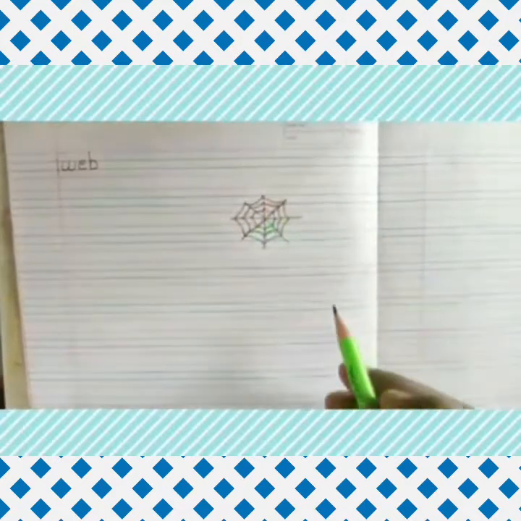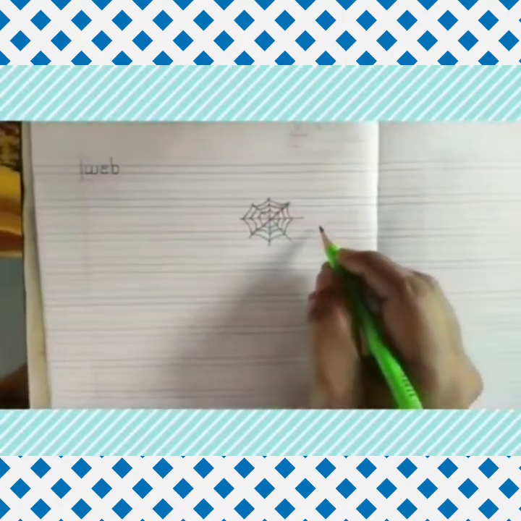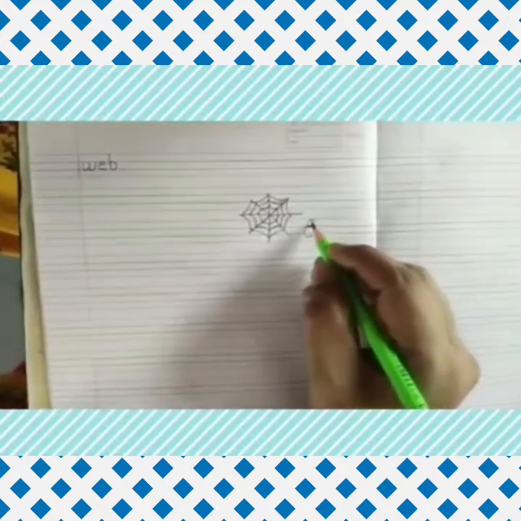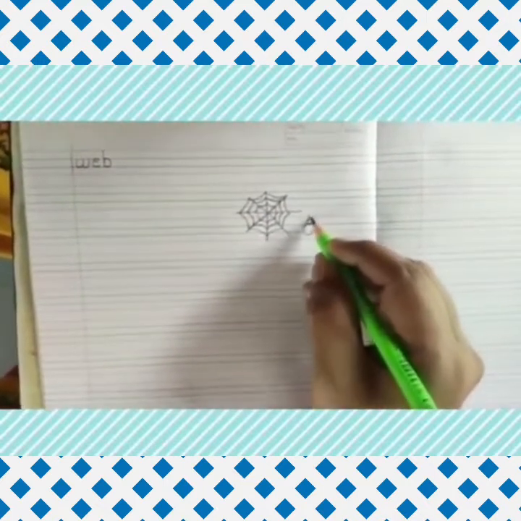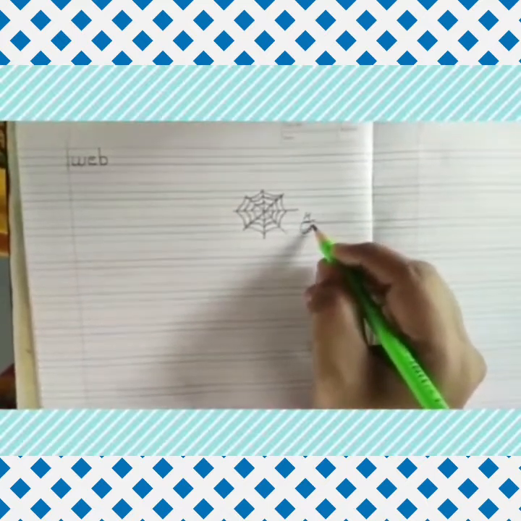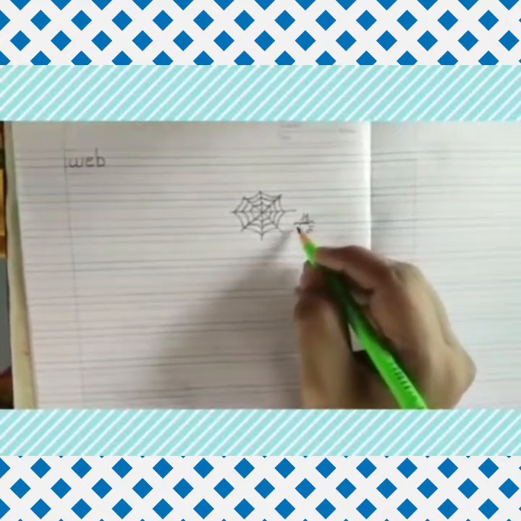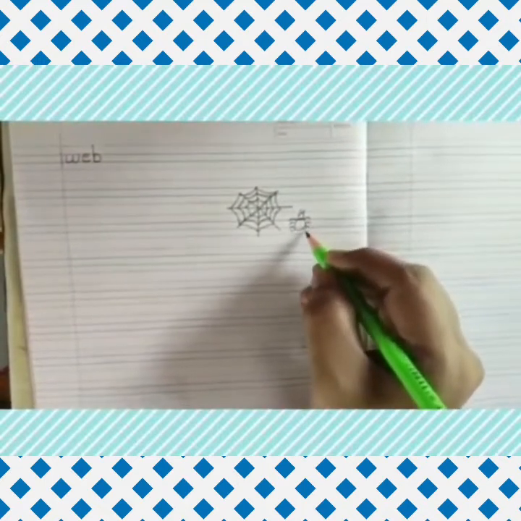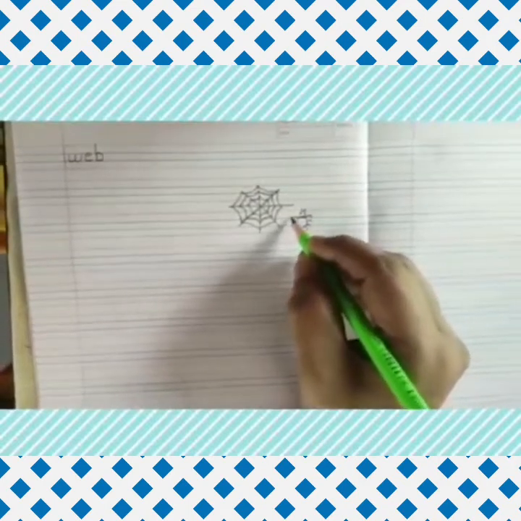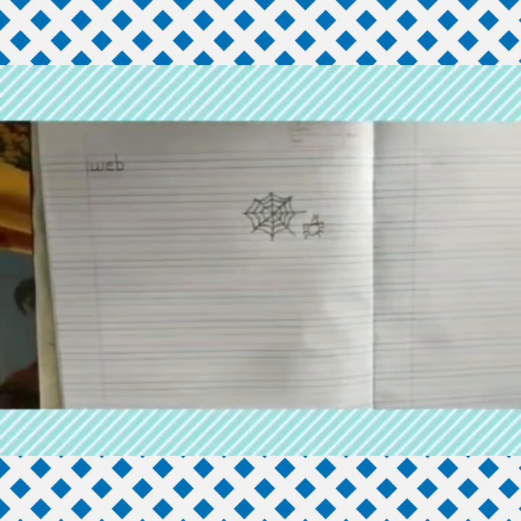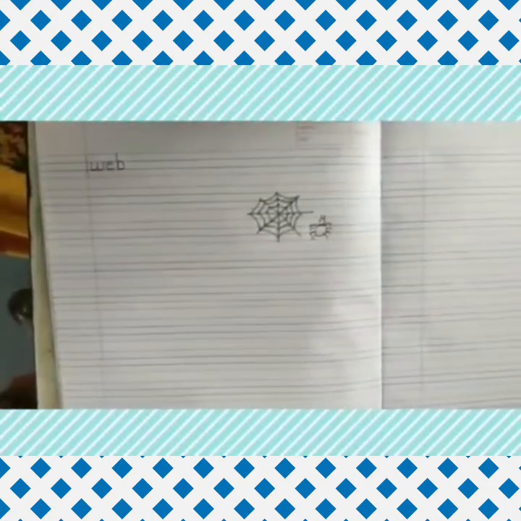Now kids, tell me, who lives in a web? Spider. So you have to draw 1 spider here. Small circle, then big circle, 2 eyes, and you have to draw 8 legs. 4 this side and 4 this side. This is picture of a spider. And this is a web. In this way you have to do all these spellings in your notebook. Okay?